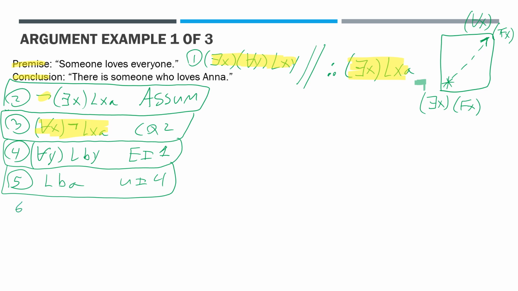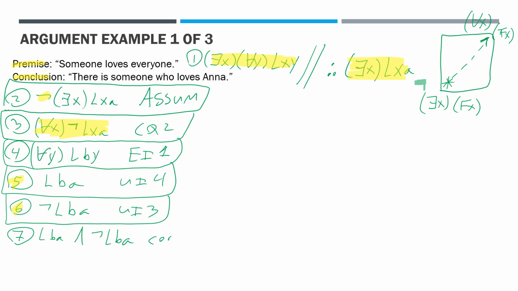So for line 6, we'll substitute b for x, so we'll say not LBA by the universal instantiation of line 3. Now notice lines 5 and 6 contradict each other. So for line 7, we'll say LBA and not LBA by the conjunctive rule, line 5, line 6.